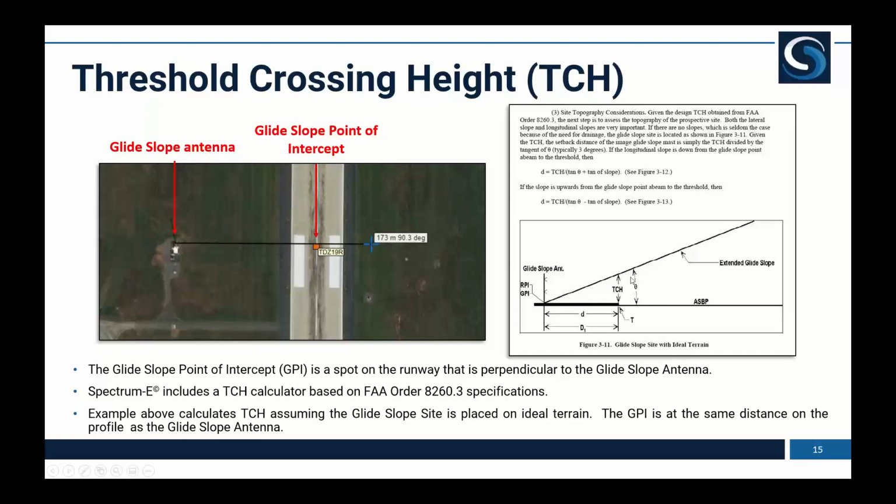So you have here the angle of descent specified by the theta symbol, and you have the plane's glide slope, and you have the glide slope antenna marked here, and the glide slope point of intercept, or the GPI, at about the same point as the runway point of intercept, and the distance between the threshold crossing height and the glide slope point of intercept is marked as D here. So this is where the GPI is at the same distance in the profile as the glide slope antenna.